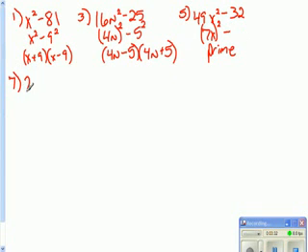Number 7. We have 225c squared minus a squared. And this is another one where you really need to know your square roots. 225 does have a square root. It's 15. 15 times 15 is 225.